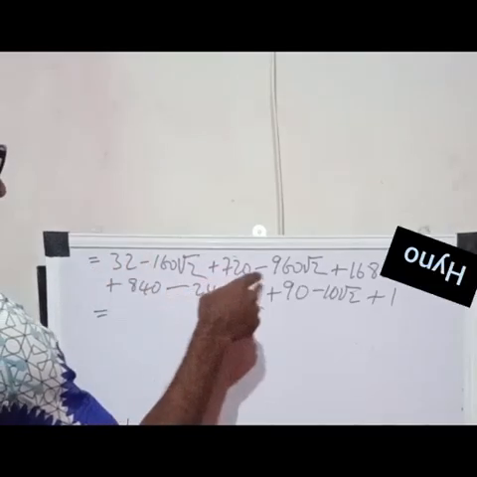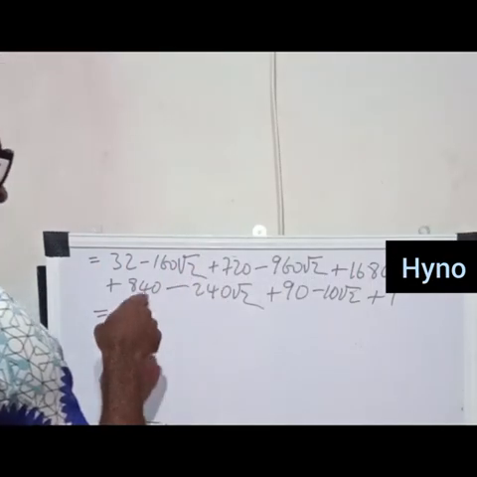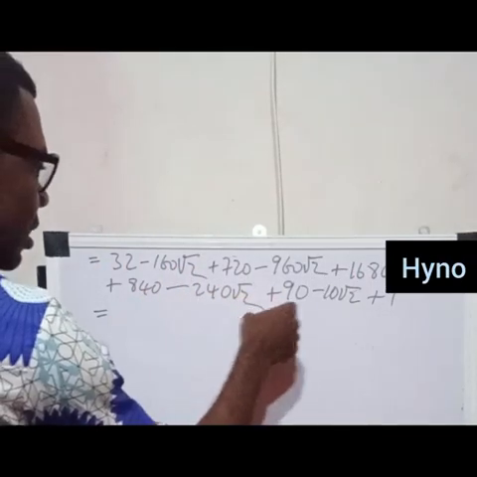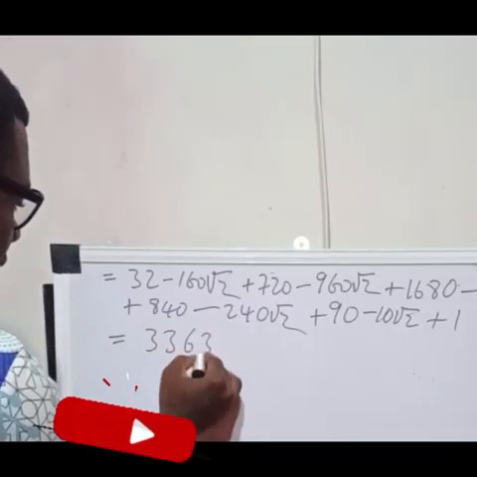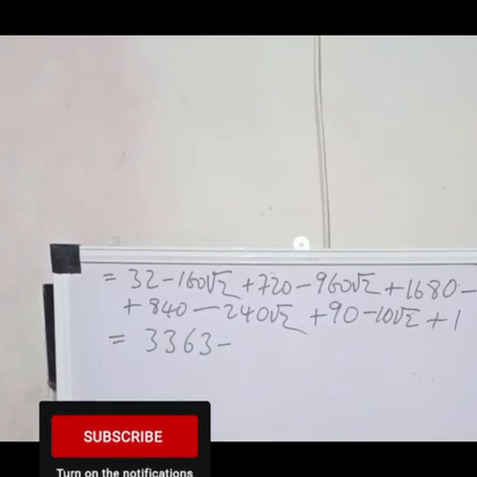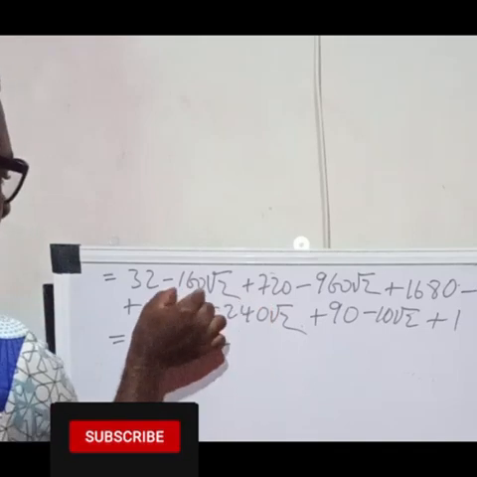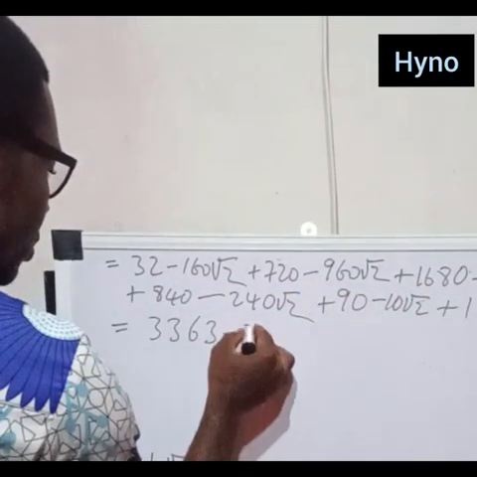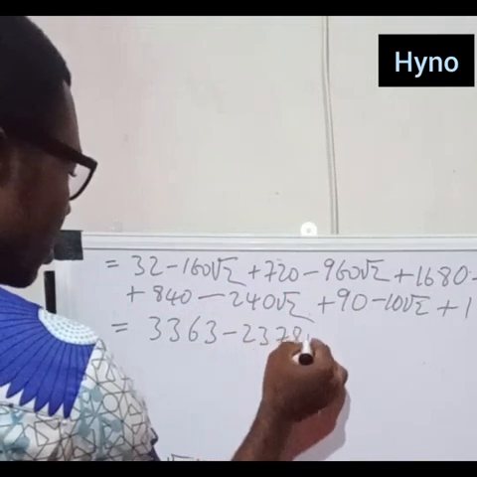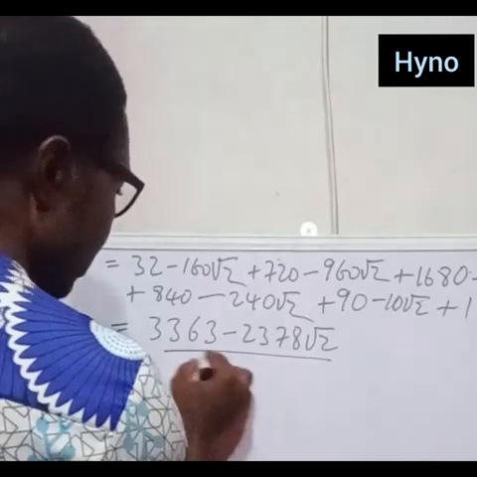32 plus 720 plus 1680 plus 840 plus 90 plus 1 is going to give us 3363 minus these ones that are carrying root 2, minus 160 minus 960 will give us 2378 root 2, and that is the answer.